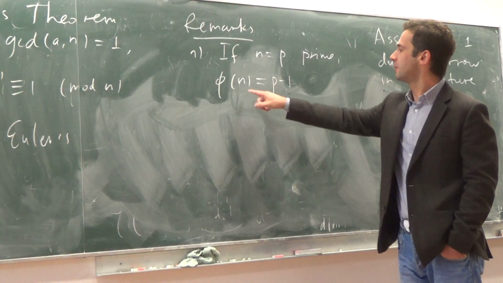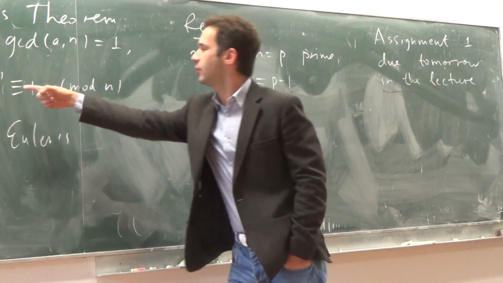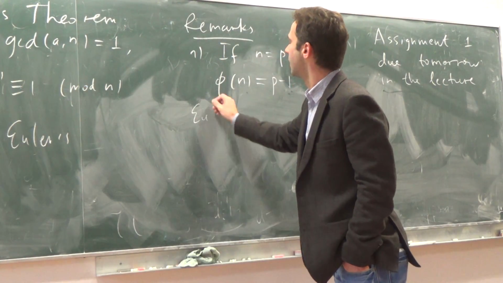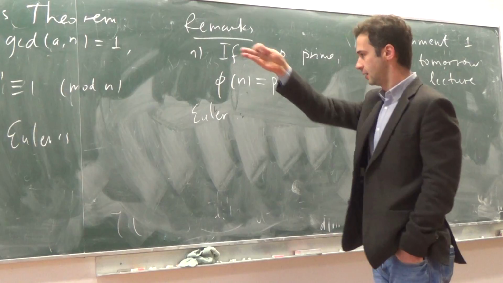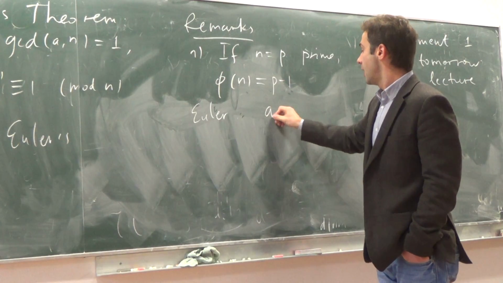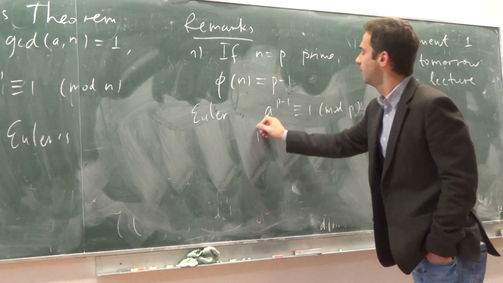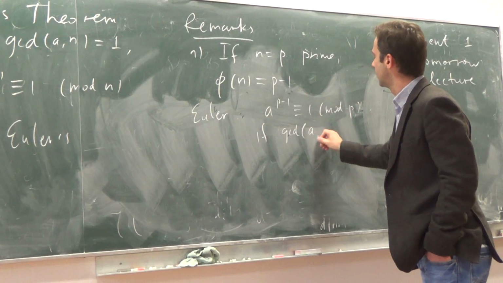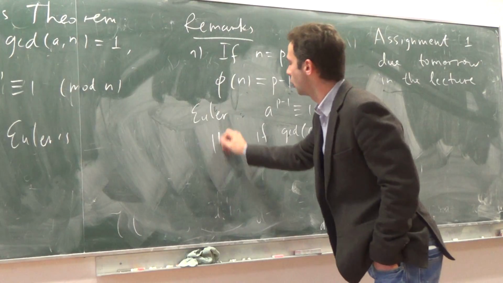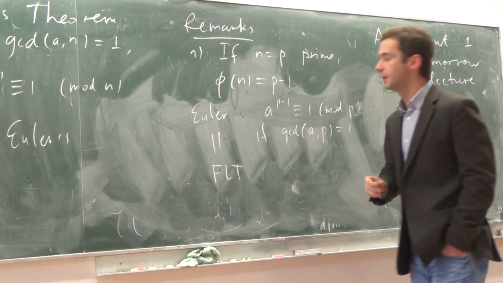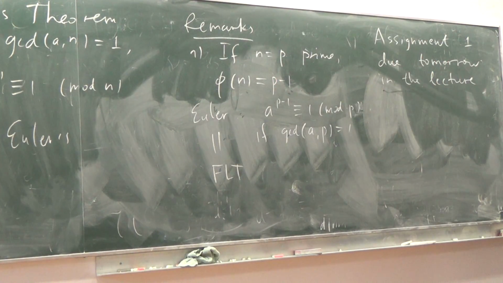Okay, right. So in this case, you see the theorem is telling us, so Euler's theorem is a to the p minus 1 is 1 mod p if the GCD is 1. So in this case, Euler is Fermat. Yeah, that's exactly the same statement.